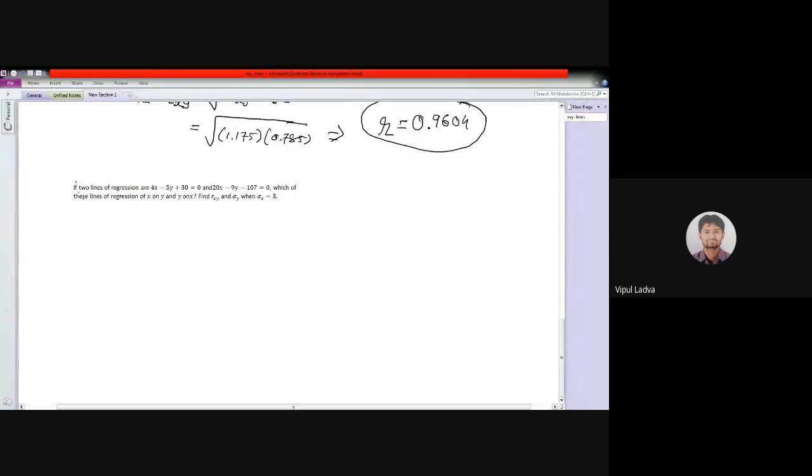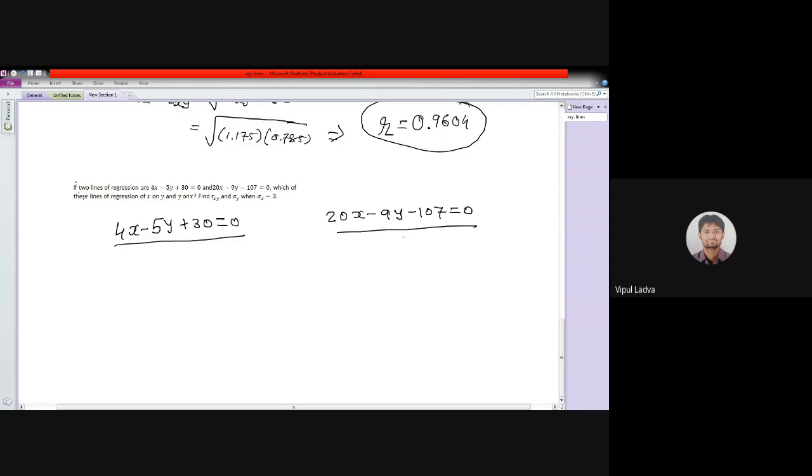If two regression lines are given, if it is not visible, then let me read it. 4x minus 5y plus 30 equals 0. This is one of the equations. And the second equation is 20x minus 9y minus 107 equals 0. Now, observe the format of both equations. It is in the linear form, the traditional form: x, y, constant equals 0.